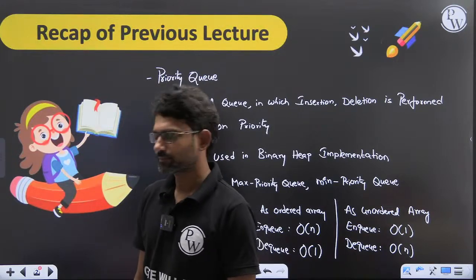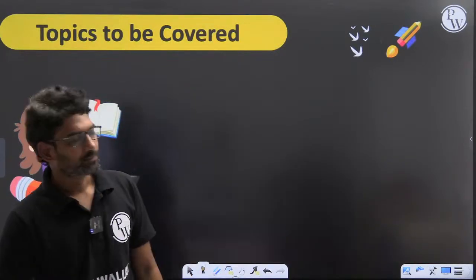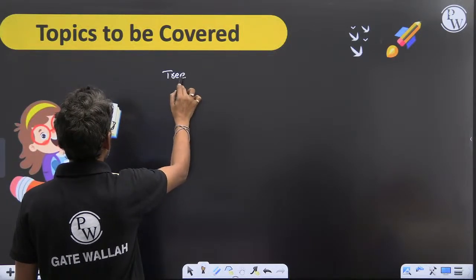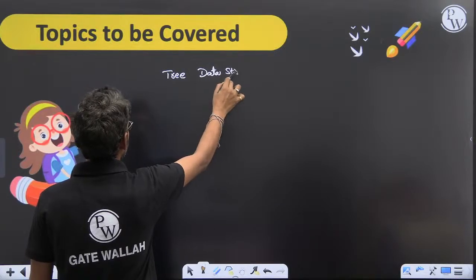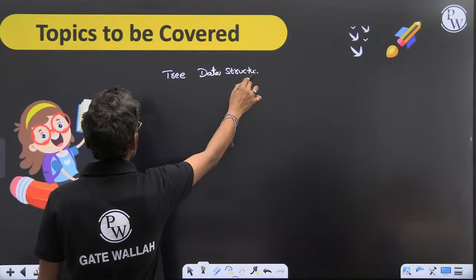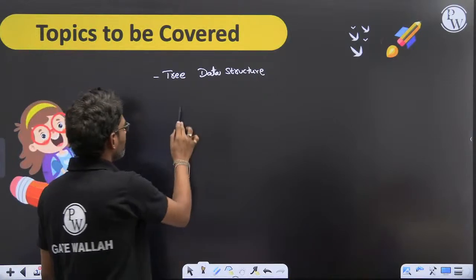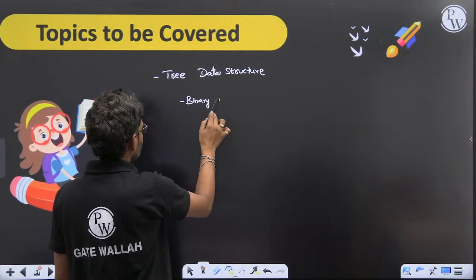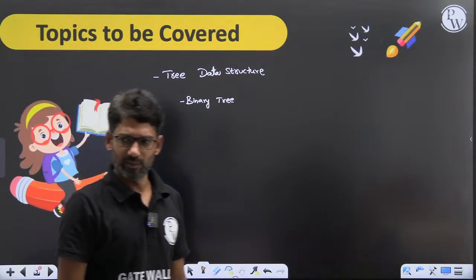Okay. Now, in today's lecture, we will be understanding what a tree is, the tree data structure. In this, we will be picking binary tree, because a tree need not always be a binary tree.